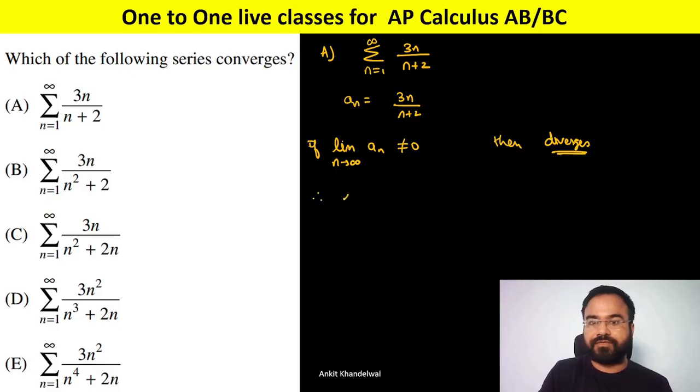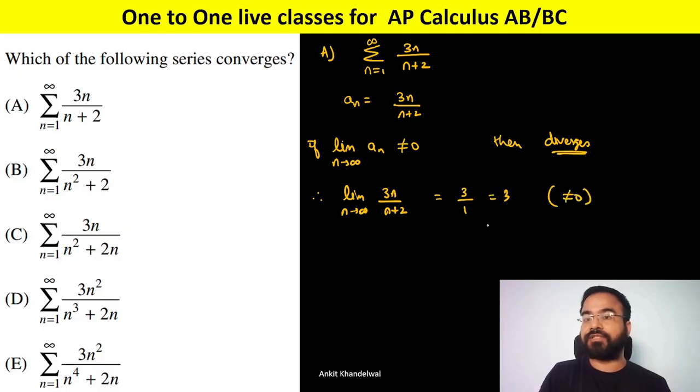So if you apply the limit n tends to infinity of 3n over n plus 2, in this case it is a polynomial upon polynomial, and the degree is the same in the numerator and in the denominator. So when n goes toward infinity, the answer is the ratio of leading coefficients. In the numerator the leading coefficient is 3, in the denominator it is 1. So we get 3, which is not equal to 0. Therefore it diverges. So option A is not the answer.